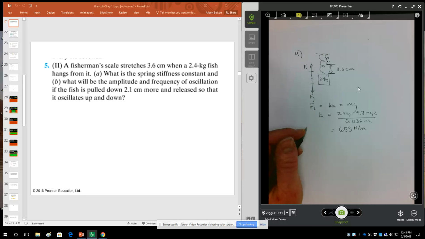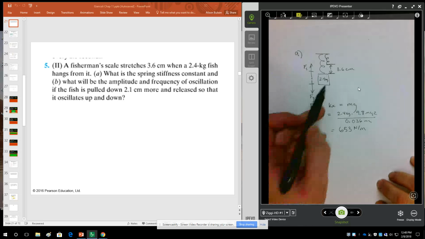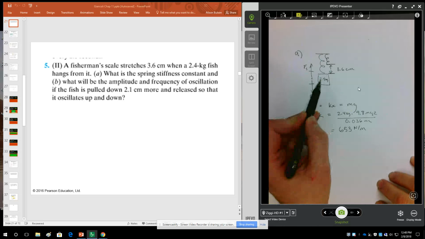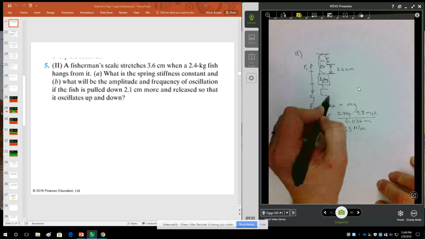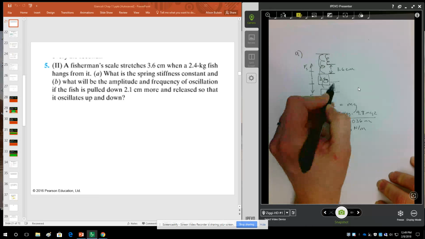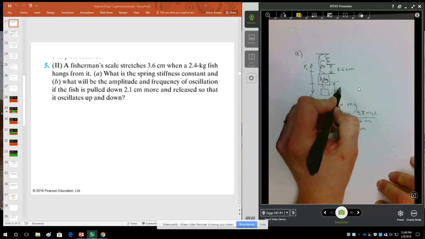What will be the amplitude and frequency of the oscillation if the fish is pulled down? So from this position, I grab the fish with my hand and pull further down a distance of 2.1 centimeters and then release.